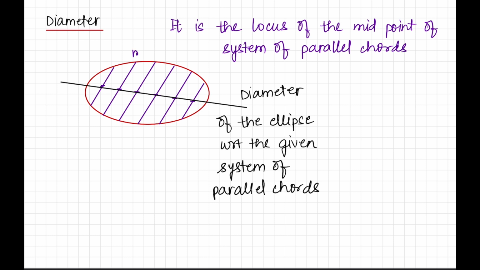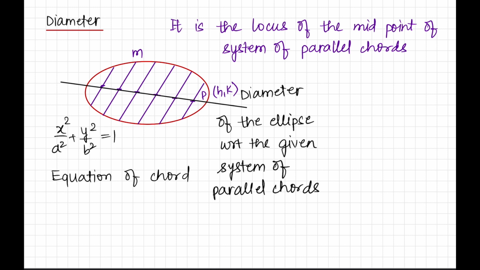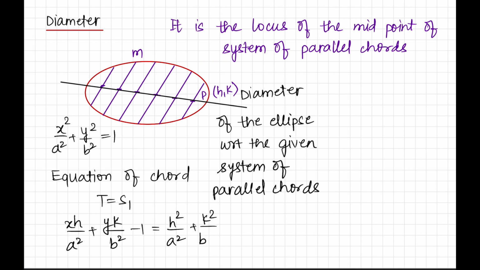Let us say the slope of these chords is m. And if we consider a point (h, k) and the equation of the ellipse is given as x square by a square plus y square by b square equals 1, we know the equation of the chord can be written as T equals S1, which is xh by a square plus yk by b square minus 1 equals h square by a square plus k square by b square minus 1. So clearly the minus 1 we can cancel out.